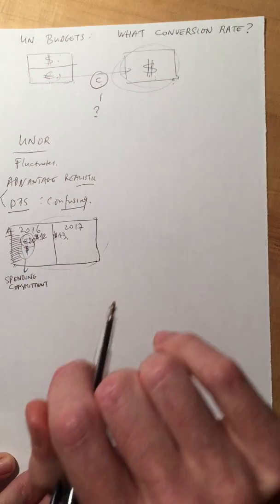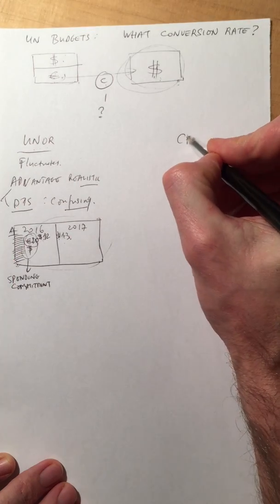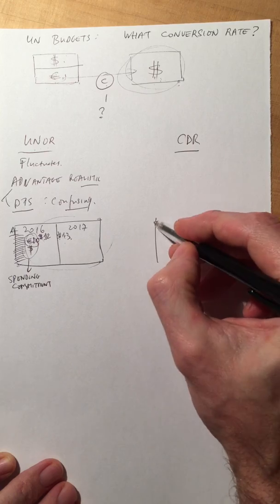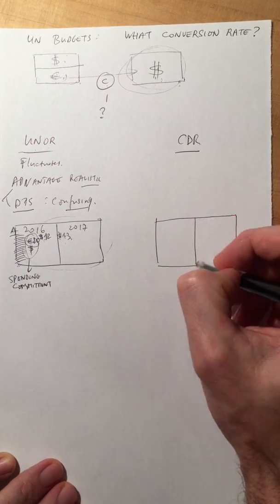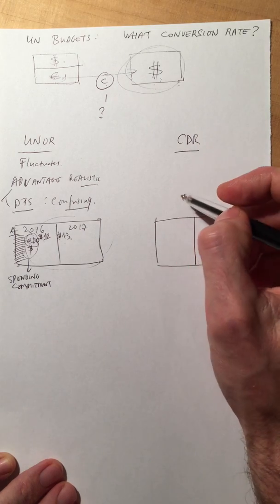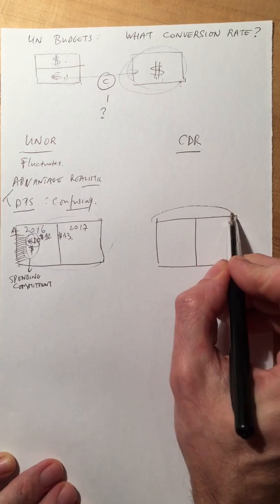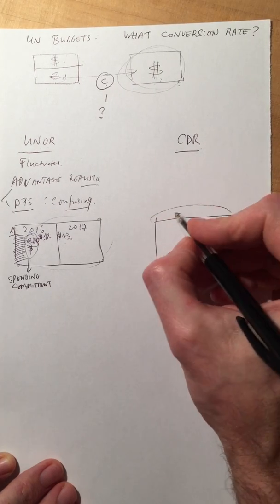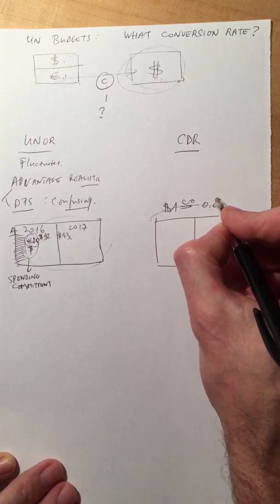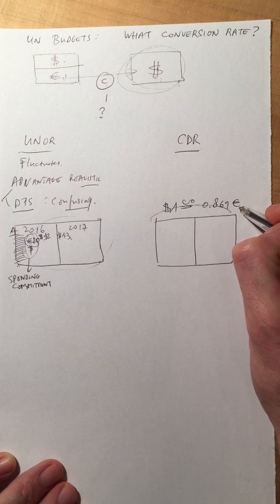Now there's a way to solve that, and that is by using not a fluctuating rate but a constant dollar rate. The idea is as follows. Instead of using a conversion rate that changes every month, the organization decides to use a constant dollar rate and keep it the same during all the biennium. For example, $1 equals 0.869 euros. That is the rate that Unesco currently uses.